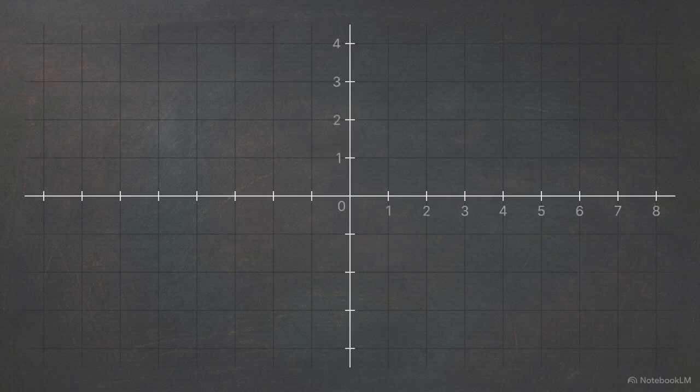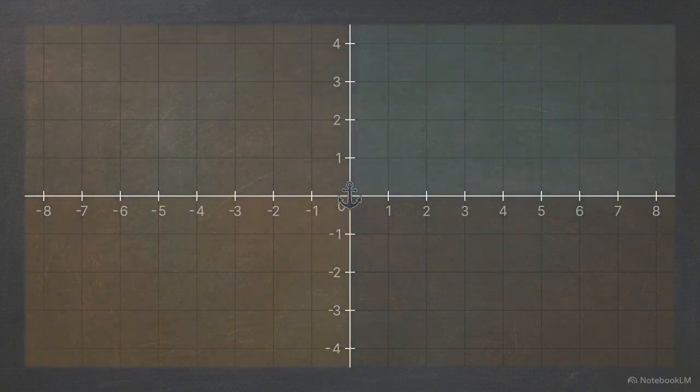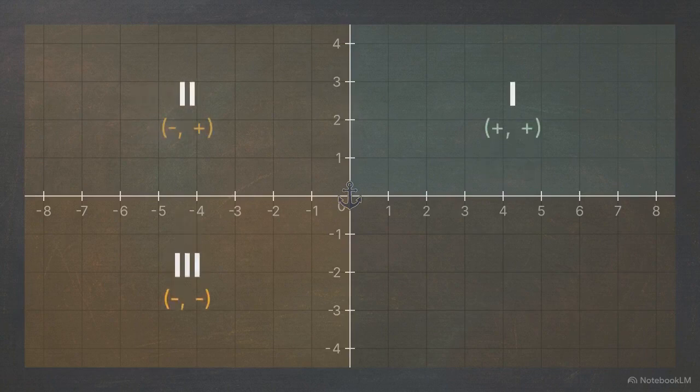Not every position exists in the positive direction. For points located to the left or below the origin, we use negative coordinates. The crossing axes divide the plane into 4 parts, called quadrants. We number them 1 through 4, moving counterclockwise. Each quadrant has a specific combination of positive and negative signs.